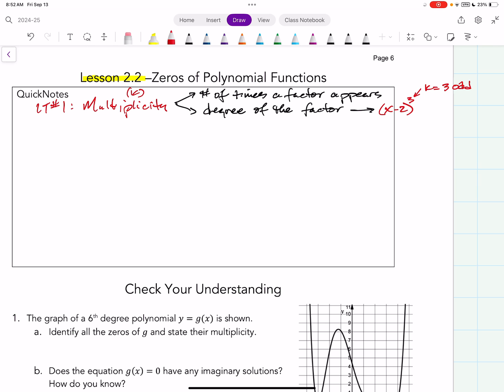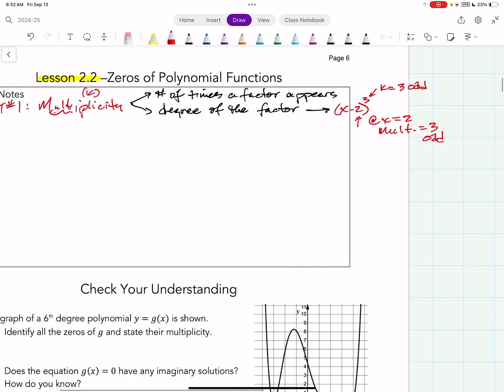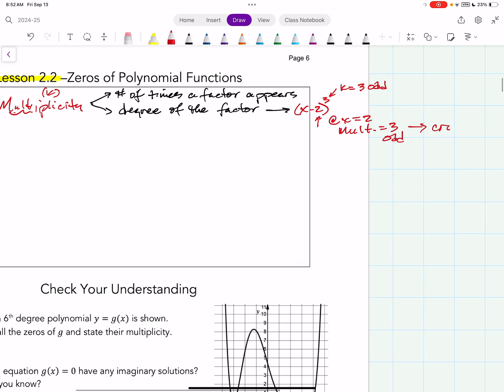Here the factor gives us a zero at 2. So at x equals 2, we have a multiplicity, I'll just use MULT for multiplicity, equal to 3, because it's raised to the third power here. And because it's odd, we can say that we have a crossing at that point. It goes through the x-axis.